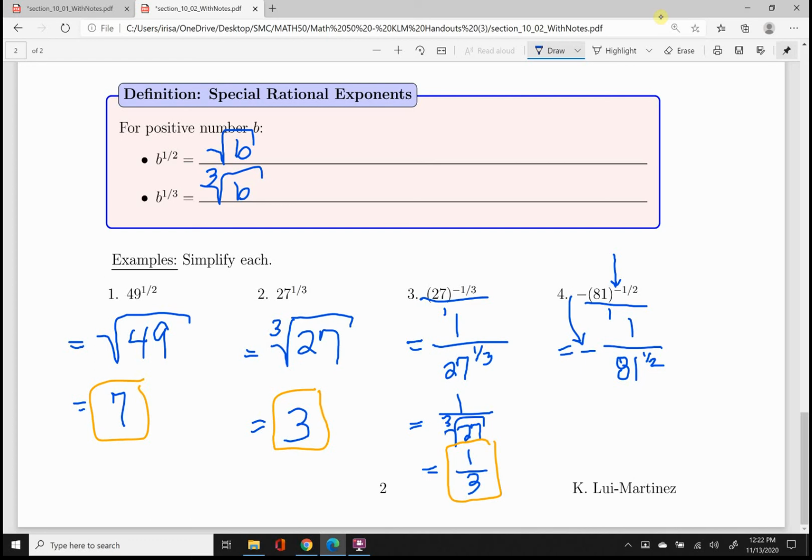And then we'll deal with this 81 to the 1/2 power by rewriting it as square root of 81 in the denominator. And lastly, that'll give us a final answer of negative 1 over, what's the square root of 81? It's a 9. Negative 1/9 is the final answer there. Great.